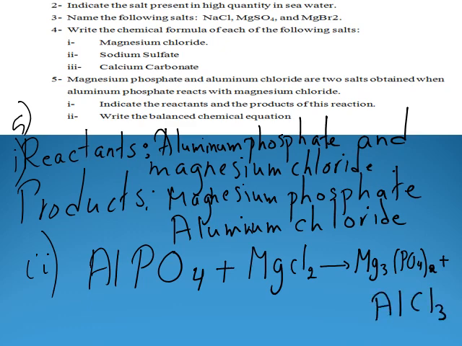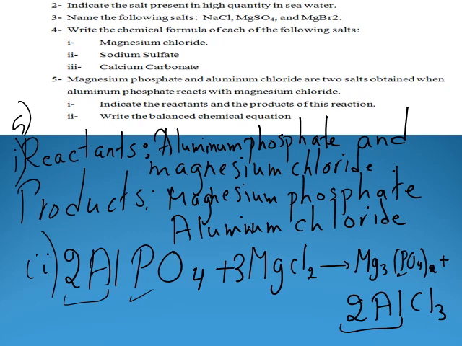Let's start with aluminium. Here we have 1 aluminium, here we have 1. Moving to phosphate, here we have 2 phosphates, so you have to multiply this by 2. 2 aluminium, so you have to multiply this also by 2. Let's see how it happens here. 2 aluminium, 2 aluminium, it's okay for aluminium. Moving to phosphates, 2 phosphates, 2 phosphates, it's okay.